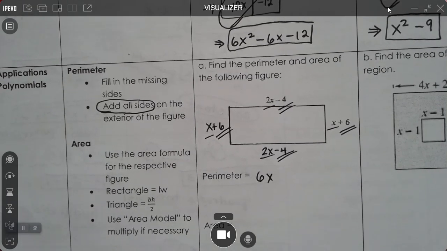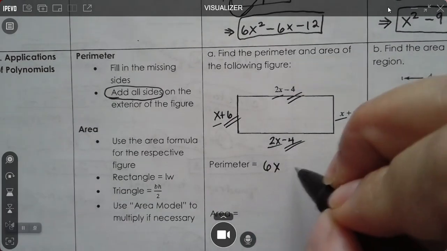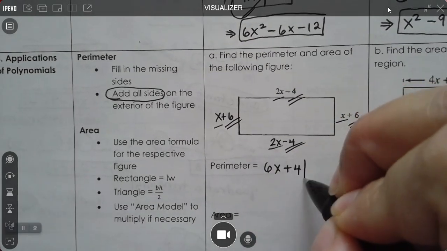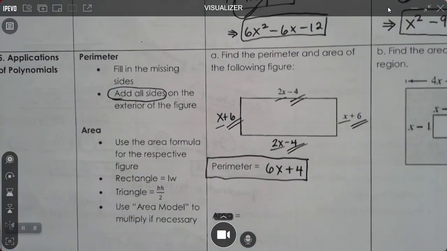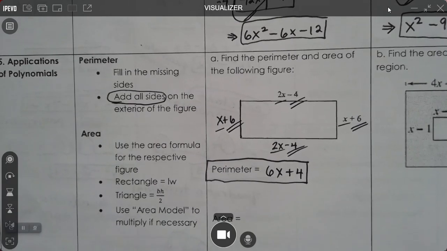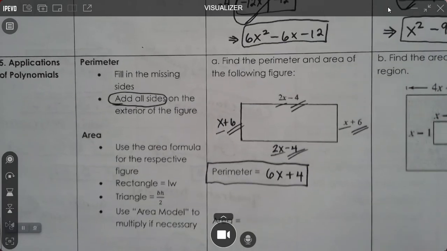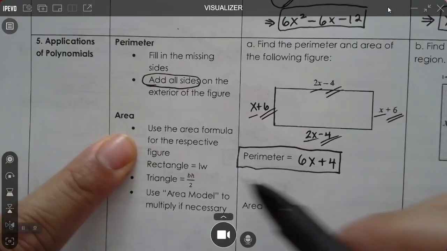All right, what'd you get? Exactly. All the constants are going to add up to a positive 4. So that's your perimeter. It's a simple concept, but if you mess it up by excluding the missing sides, then you'll get it wrong, okay? Now, area depends on the shape.